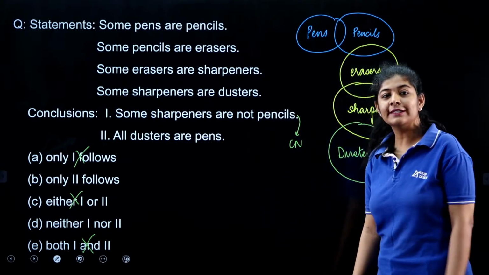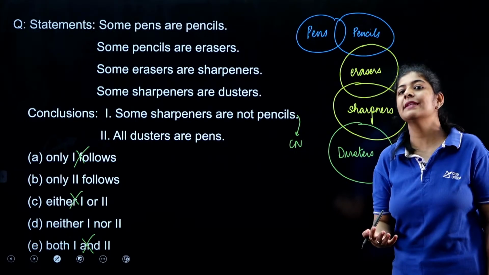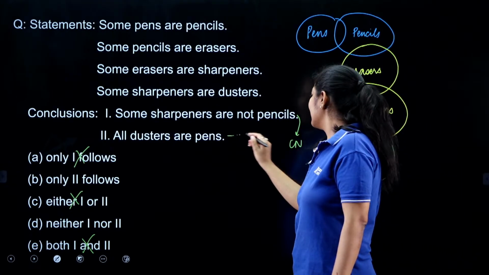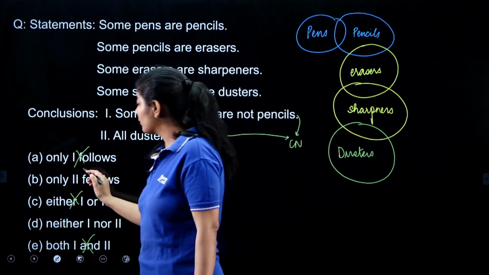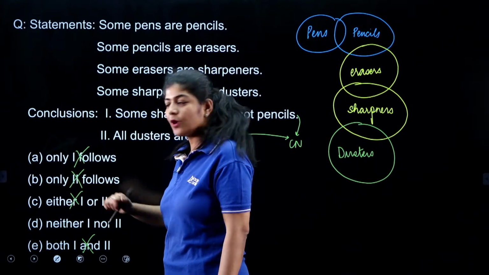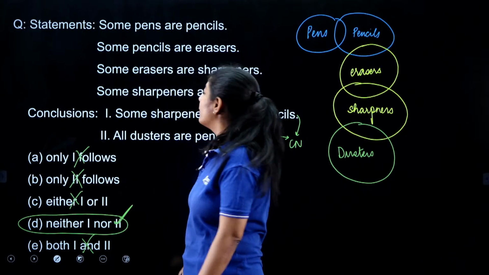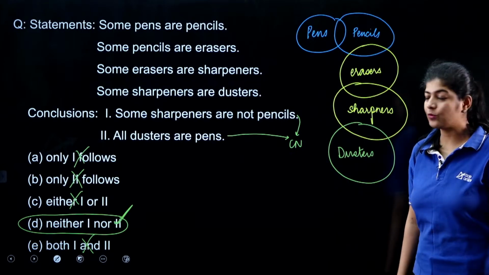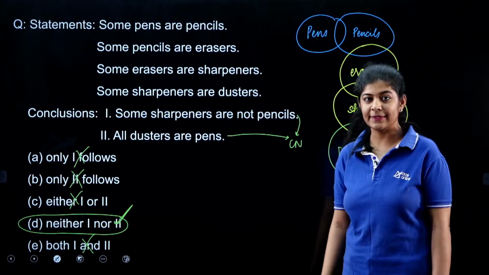Second, all dusters are pens. Again, are we having any connection in between pens and dusters? No. Any indirect? No. So again we can't say anything regarding this one, and whenever we have that, we are not going to consider it. That means this option is also eliminated. If out of 5, 4 options are eliminated, we will go with our option number D, neither 1 nor 2. Both the conclusions which are mentioned over here are not following these particular statements, right?